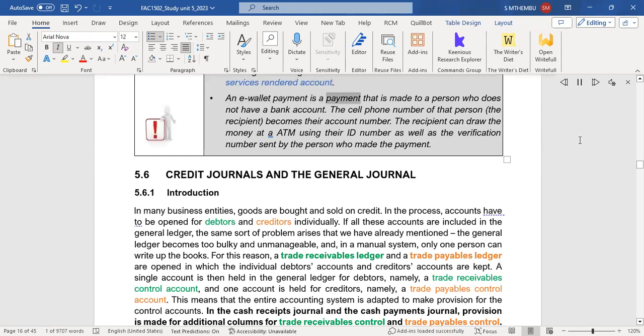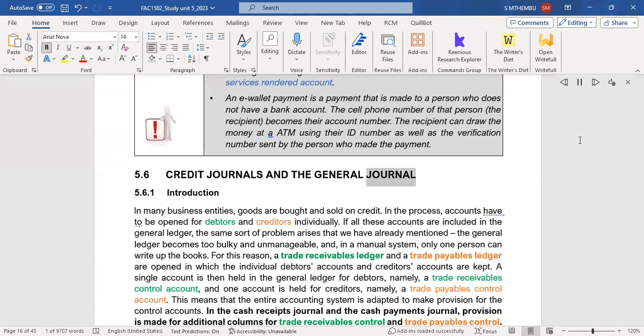An e-wallet payment is a payment that is made to a person who does not have a bank account. The cell phone number of that person, the recipient, becomes their account number. The recipient can draw the money at an ATM using their ID number as well as the verification number sent by the person who made the payment.